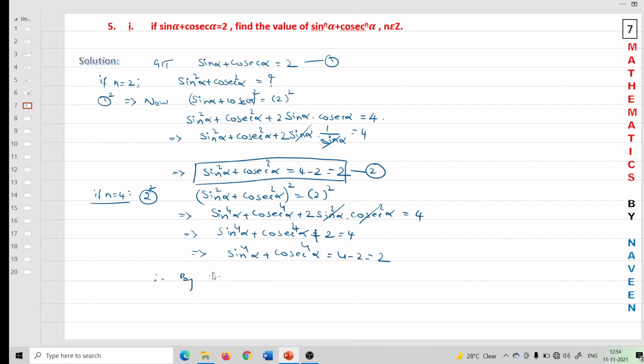Therefore, by mathematical induction, sin power n alpha plus cosec power n alpha is also equal to 2 for all n belongs to Z. Clear?